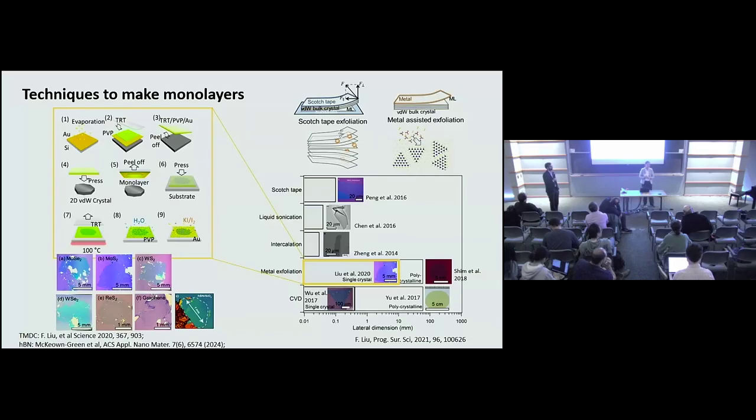Cool. I'm also wondering, can you pick up HBN first and use this HBN to pick up a TMD from TMD bulk? You cannot pick up TMD from TMD bulk with HBN. HBN's van der Waals force is too weak.